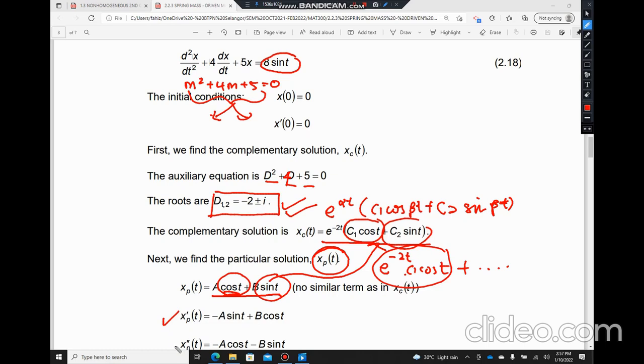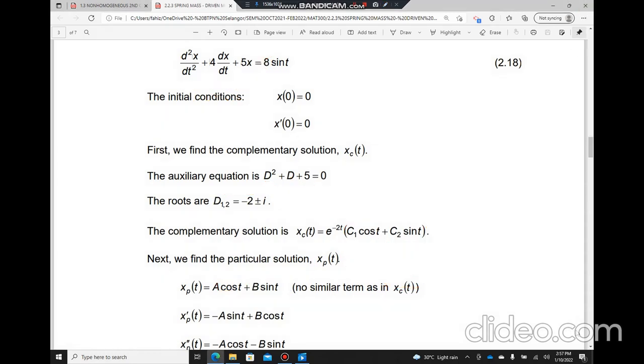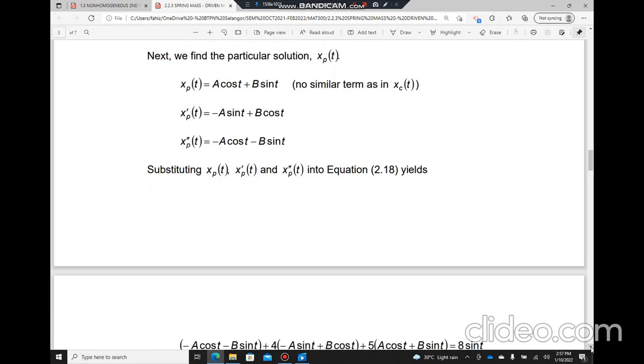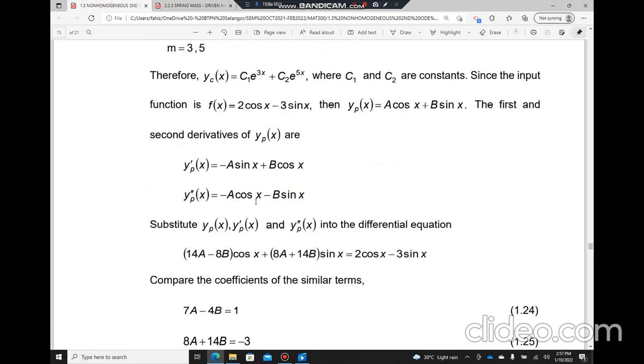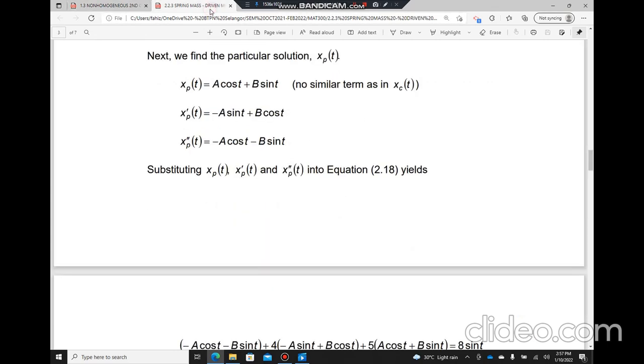So, find X prime, find X double prime. Kalau lupa step ni, boleh refer chapter 4. Okay, next. Ni sama je kalau saya buka balik chapter 4 yang ni. Kan, case ni maknanya kita kira YP and then Y prime P, Y double prime and then substitute. Sama je step dia. Okay, substitute XP, X prime P, X double prime P into equation 2.18.